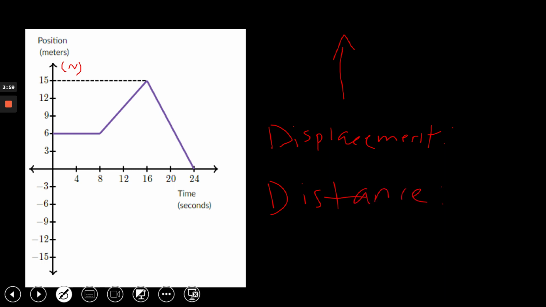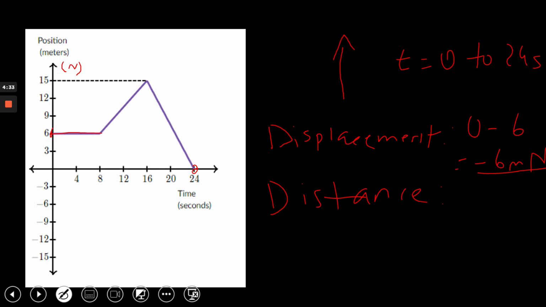Alright, so it's at 6 meters at time t equals 0. Let's calculate both displacement and distance from time t equals 0 to 24 seconds. And this is at 24. So the displacement in this case is the change in position. It started at 6 and went to 0. So the change is final minus initial, which is negative 6 meters north. That's the displacement. However, the distance over here is the total ground covered.